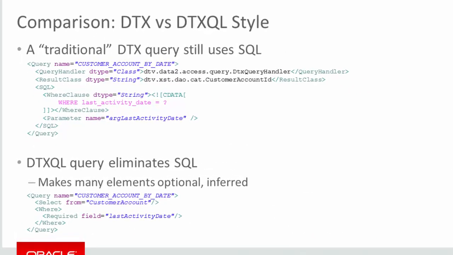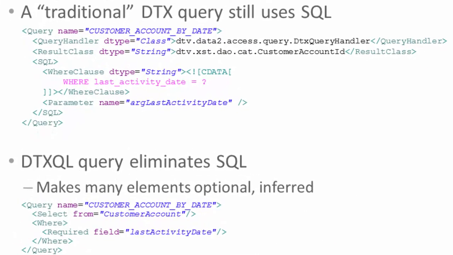So let's get right to an example. On the top is a traditional query that selects for DTX objects, in this case called customer accounts. On the bottom is the same query written in DTXQL. Notice the names of the queries are the same. In the bottom example, the select from is the actual DTX object name, whereas on the top, the DTX objects are indirectly specified through the result class type given of the customer account ID.